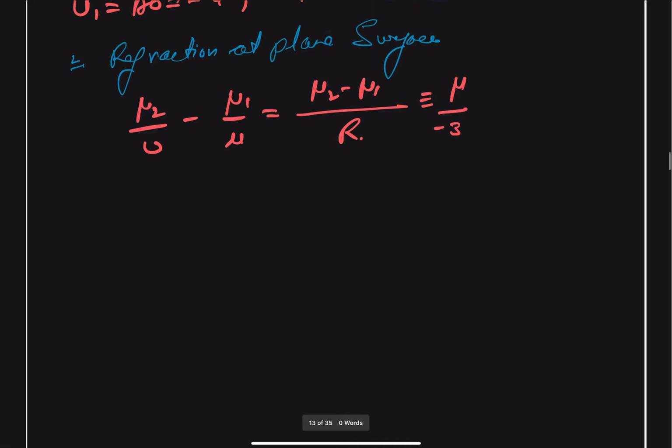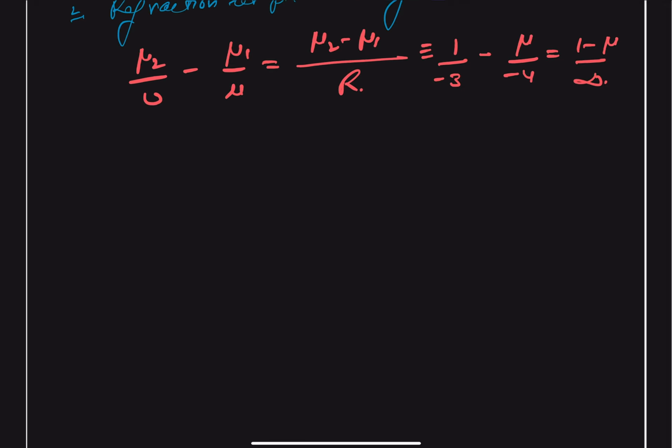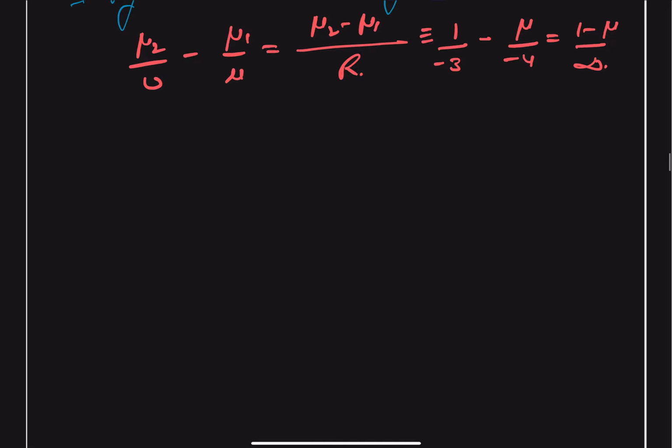Mu2 is our air. Yeah, mu2 is our air. So this will be our 1. And this is minus mu upon minus of 4. And this gives us 1 minus mu upon infinity. So therefore, from here, we can easily write that mu is equal to 4 by 3. So we got the refractive index.